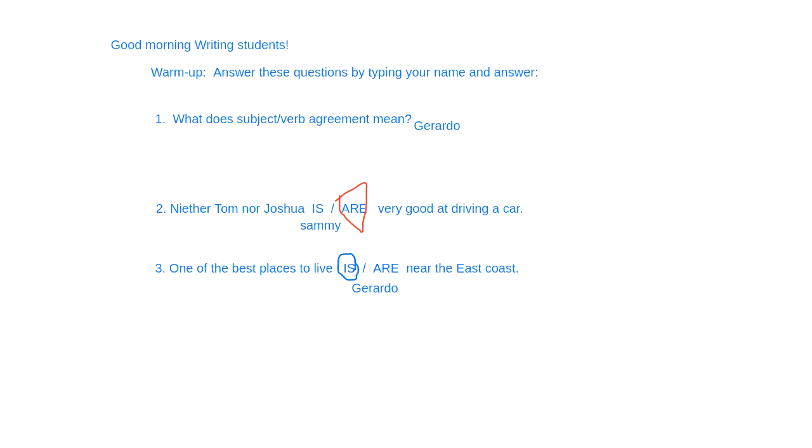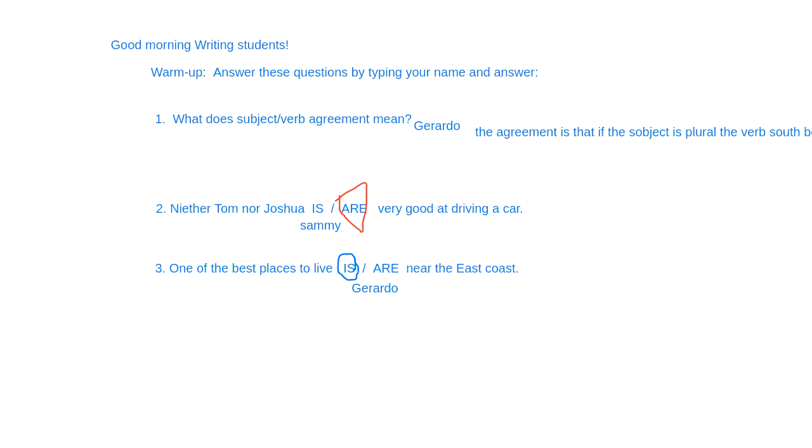Good morning to everybody, and we are doing a quick warm-up to review our last lesson about subjects and verbs. We are in chapter 13, starting on page 204. This is just a quick review. Let's do number 1, and Gerardo, you're giving us the answer here. It says, what does subject-verb agreement mean?